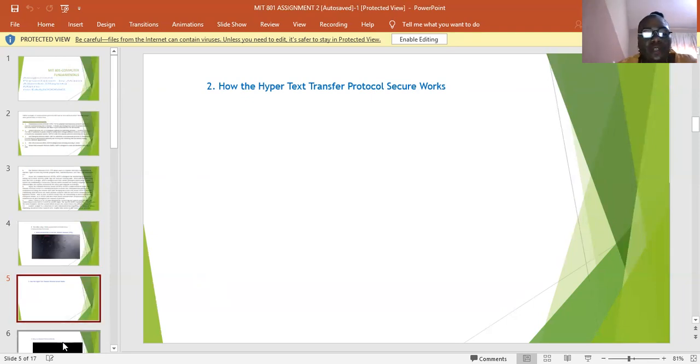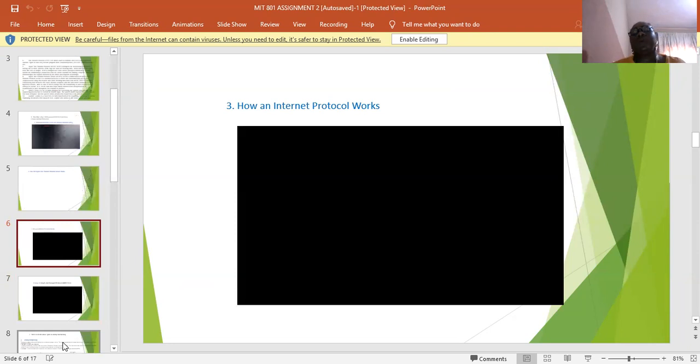The next one is how the Internet Protocol works. The Internet Protocol is a network layer communication protocol in the Internet Protocol suite for relaying datagrams across network borders. There's also a short video to illustrate how it works.